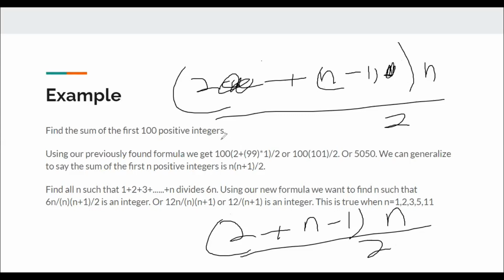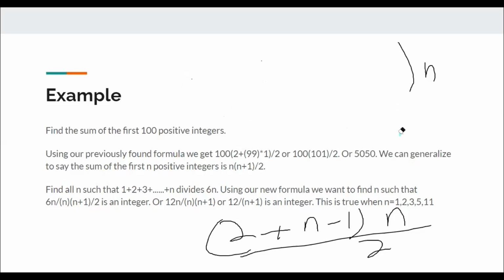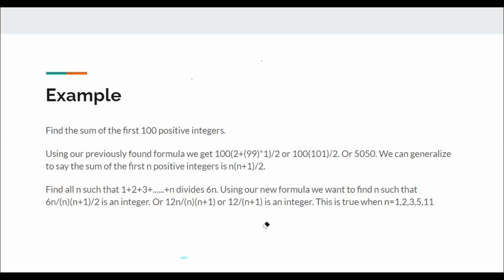Gauss derived this, I think. Yeah, Gauss did. So the formula is n times n plus 1 over 2, the sum of the first n consecutive positive integers. If you want to find the sum of the first 100 positive integers, you just do 100 times 101 divided by 2, or 5050. This is a formula you should definitely remember, because it's not that hard to memorize.